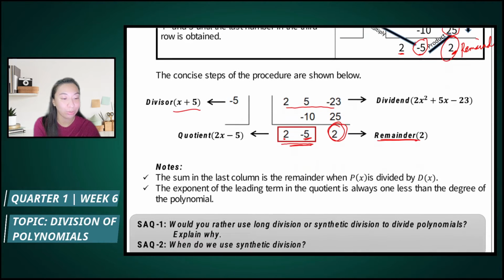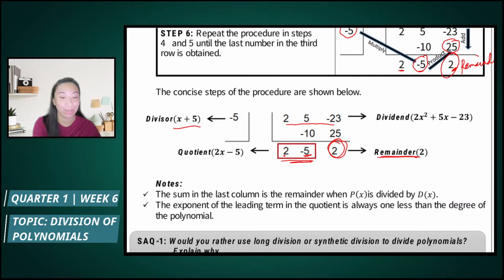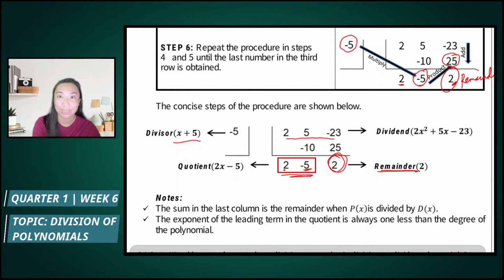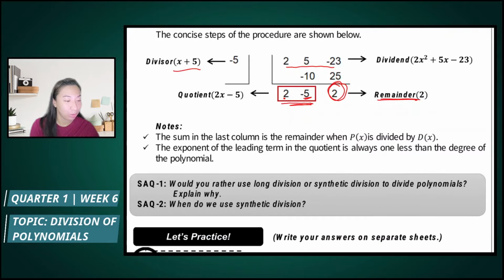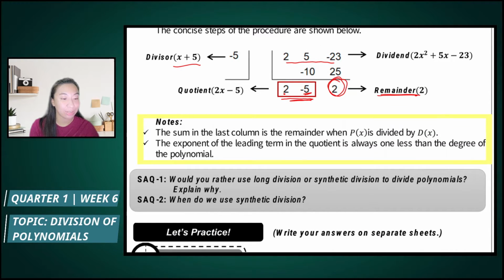So if we look at the given in the first example using the long division method and using synthetic division, we have yielded the same answer, which is 2x minus 5 and the remainder of 2. So note, the sum in the last column is the remainder when p of x is divided by d of x. The exponent of the leading term of the quotient is always 1 less than the degree of the polynomial.